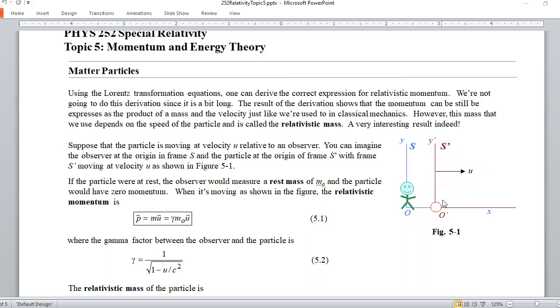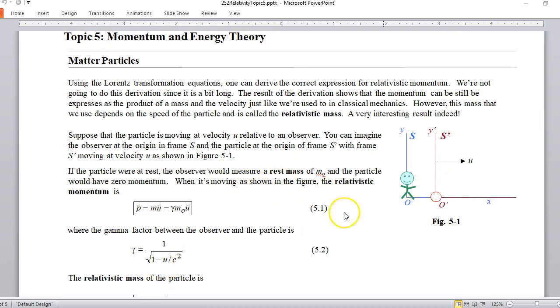If you do, the reason we want to do that is we want to define a gamma factor. In fact, the gamma factor between the particle or object and the observer is what you see in 5.2. It's the regular old gamma factor, except we're using u for the velocity between the frames instead of v. If you define the gamma factor that way, the momentum, it turns out, is gamma times what's called the rest mass of the particle times the velocity.